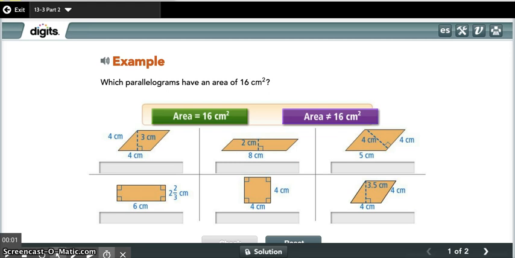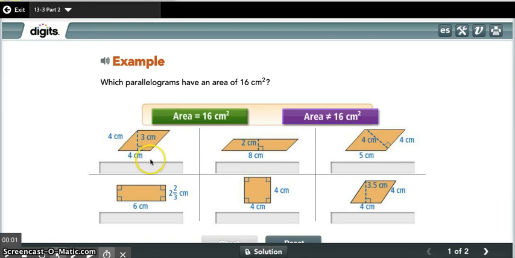So now we're going to jump into part 2, and part 2 is just asking us which of the following shapes have an area of 16 square centimeters. So we can go ahead and think about this, and we're going to drag a green rectangle over if the area is 16 square centimeters and a purple one over if it's not. Let's look at this first one. Well, this is a parallelogram. A parallelogram's area is base times height. So we have 4, 4, and 3. Will this parallelogram have an area of 16 square centimeters?